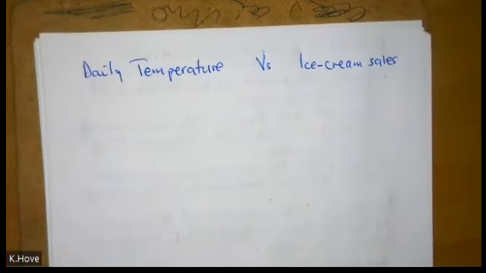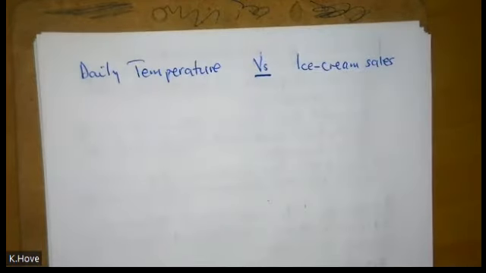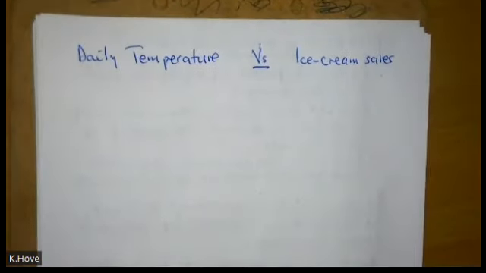Versus ice cream sales. What would be our dependent variable and which one is independent here? That is very, very important because sometimes you are not told which one is dependent and which one is independent. You are asked to fit a regression equation. So you need to know which one in any given scenario would be dependent and which one would be independent.